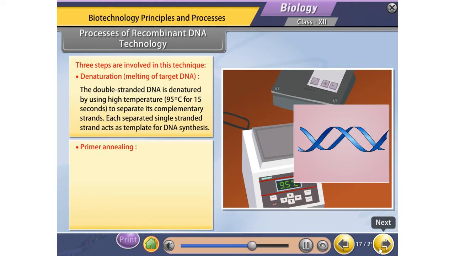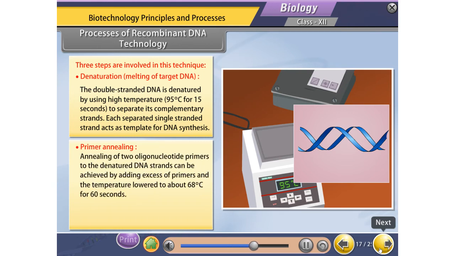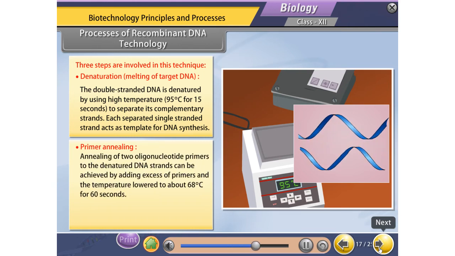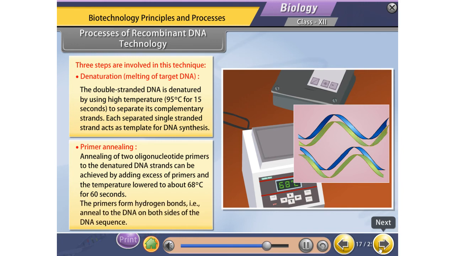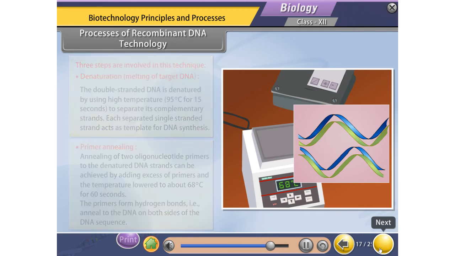Primer annealing. Annealing of 2 oligonucleotide primers to the denatured DNA strands can be achieved by adding excess of primers and the temperature lowered to about 68 degrees Celsius for 60 seconds. The primers form hydrogen bonds, that is, anneal to the DNA on both sides of the DNA sequence.